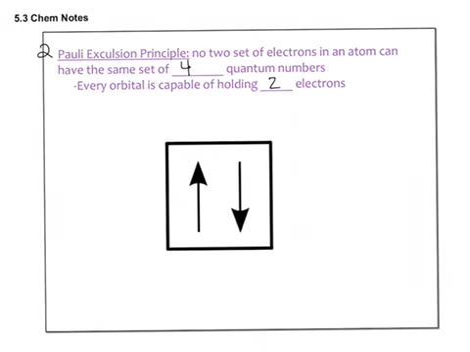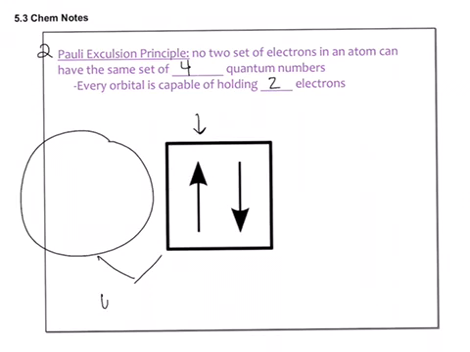A lot of times you'll see orbitals drawn as squares, or sometimes circles will represent orbitals. And then the arrows represent the electrons. And remember, the up arrow represents one spin and the down arrow represents another spin.